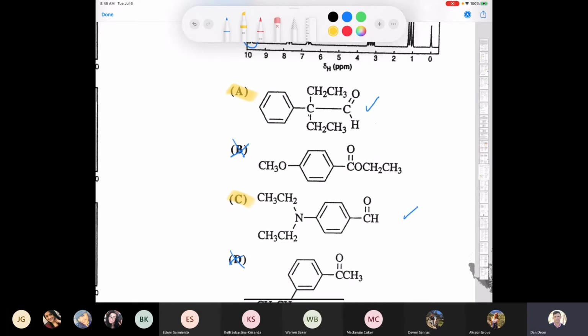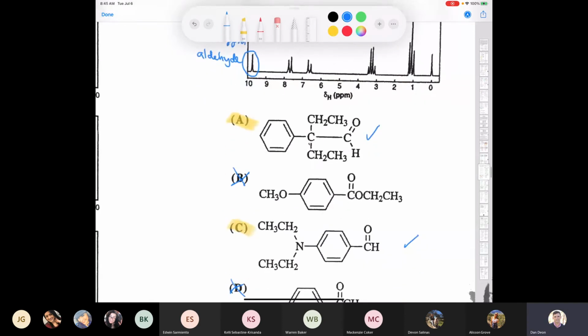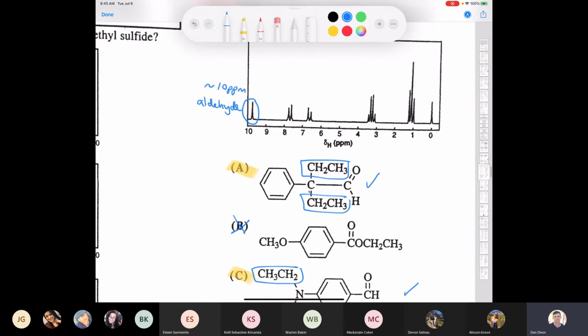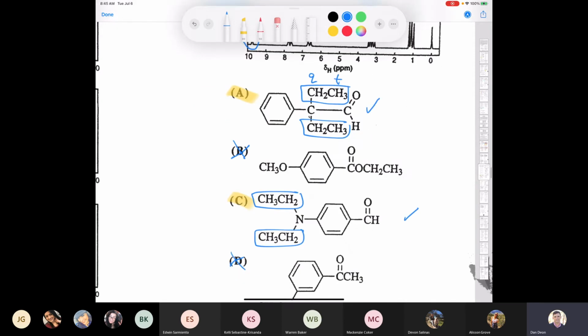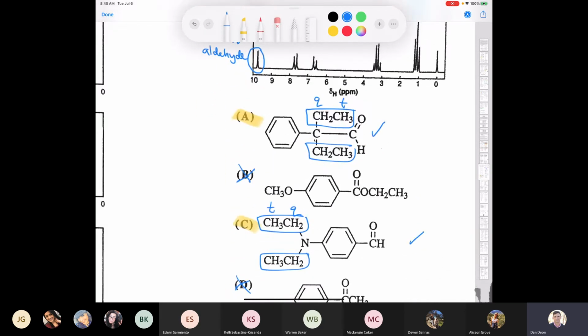They both have ethyl groups on them. You see that A has two ethyl groups that are chemically equivalent by symmetry, and C has two ethyl groups that are chemically equivalent by symmetry. That makes sense because we get a quartet and a triplet, and for C we would also end up with a quartet and a triplet. That's indicative of an ethyl group. So really, we can't use the ethyl group to differentiate between A and C.